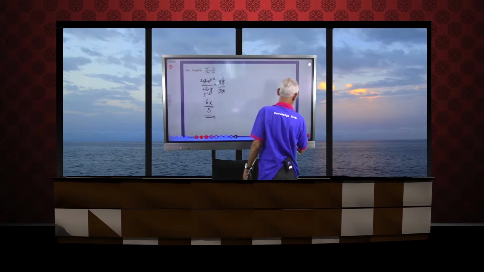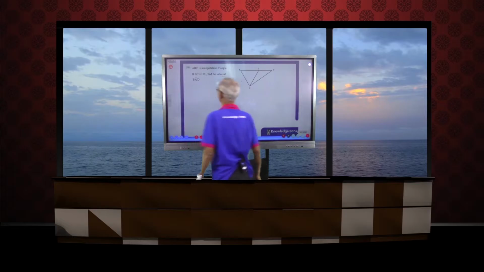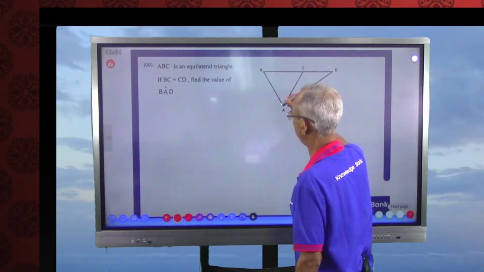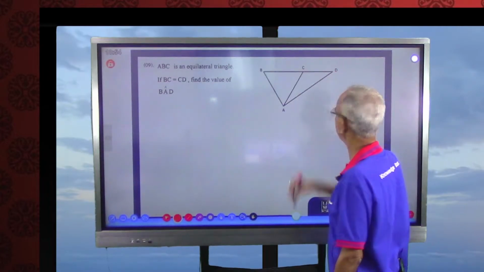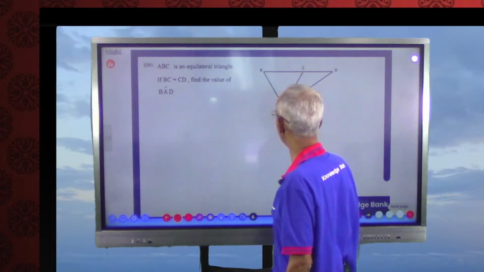Question number 9. ABC is an equilateral triangle. If BC is equal to CD, find the value of BAD. ABC is an equilateral triangle, and it says AC is equal to DC. What we have to find is the value of BAD.